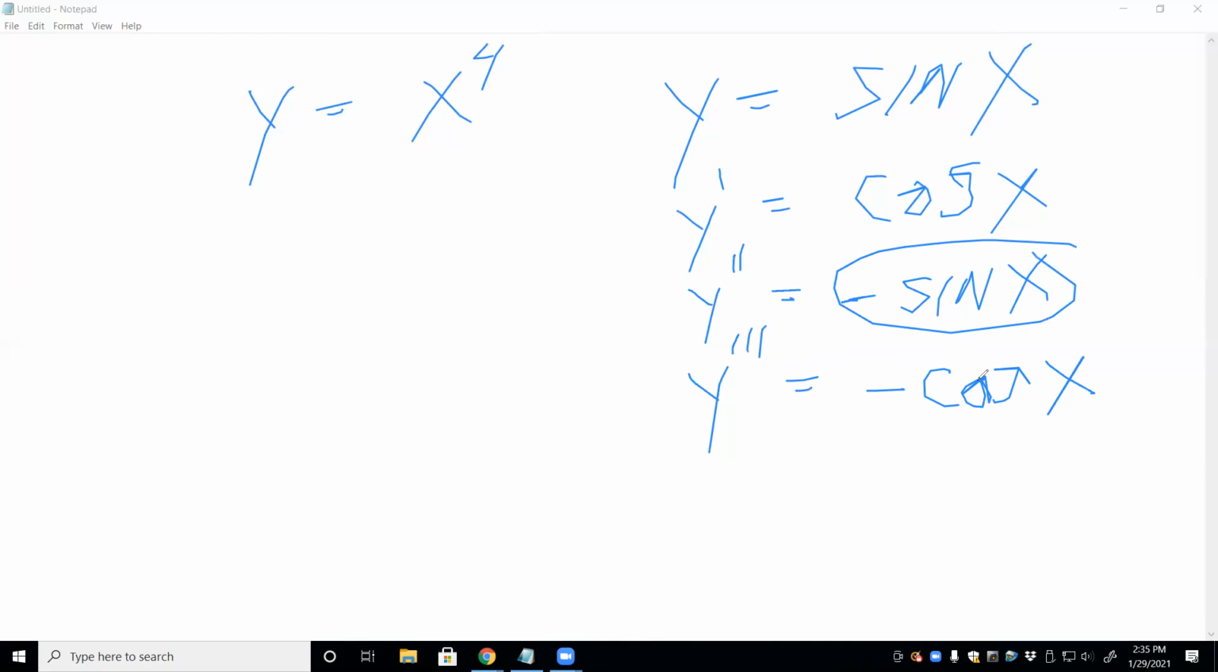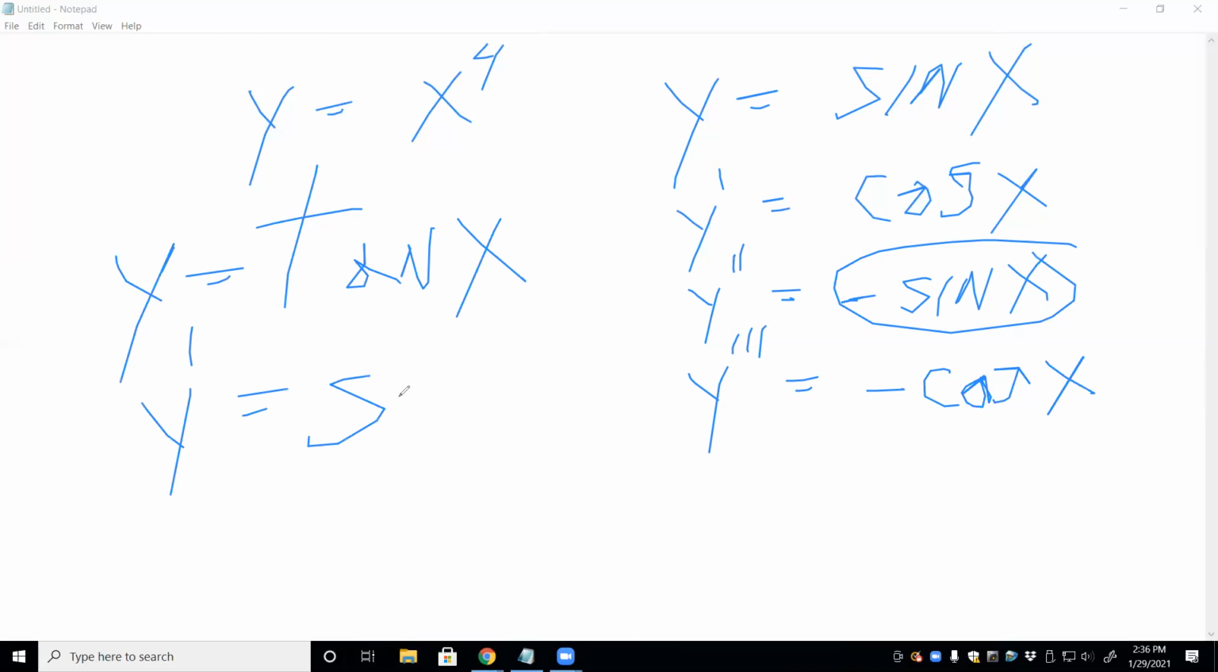So the derivatives of the trig functions are very important to memorize. You want to know what the derivative of sine is, you want to know what the derivative of cosine is, you want to know what the derivative of tangent is. If my function is tangent of x, guess what? Y prime is secant squared. In other words, the derivatives of trig functions are usually trig functions, which is surprising.